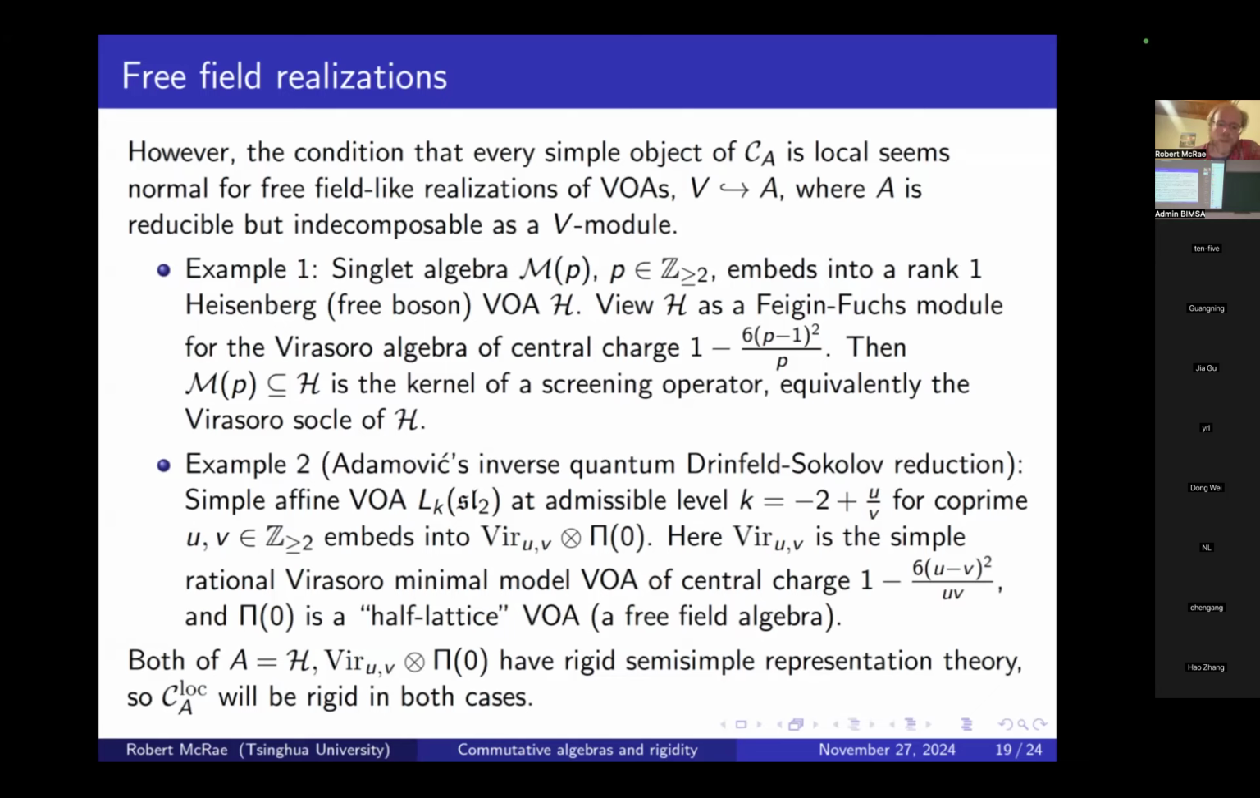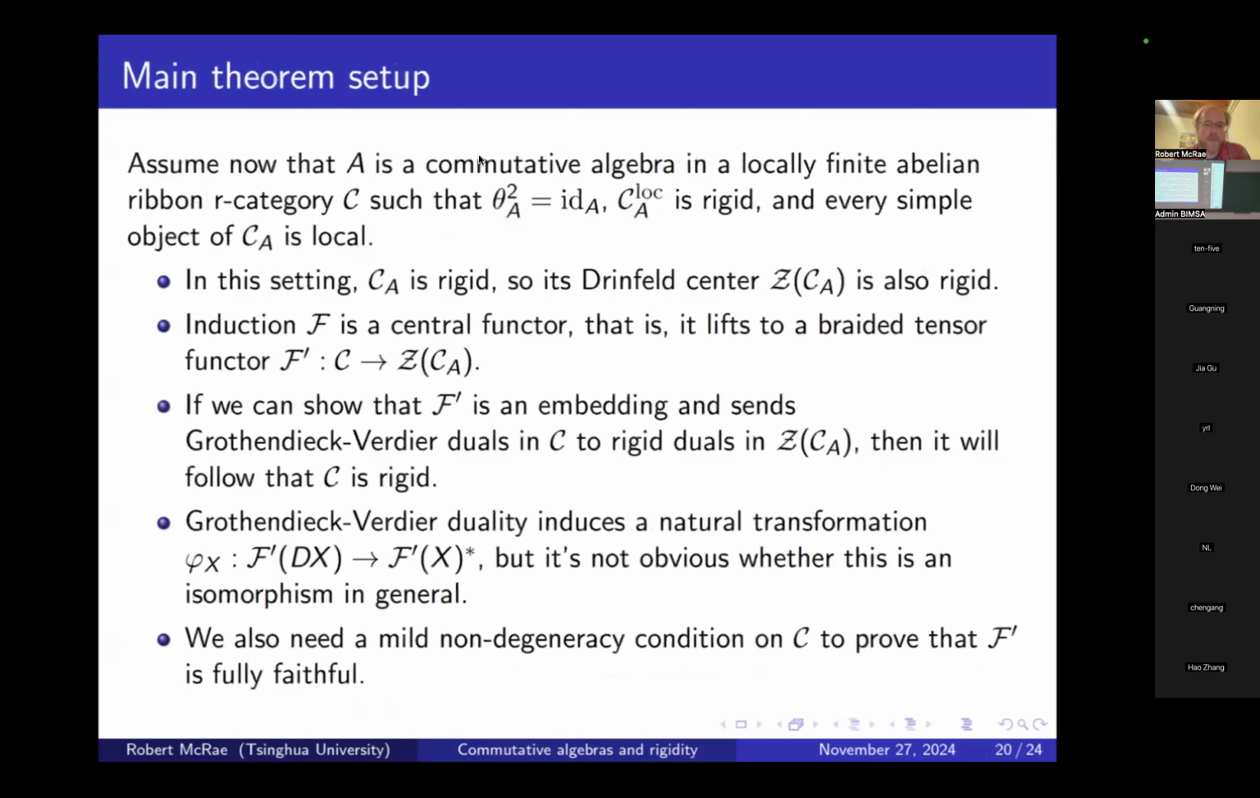So these are examples of the situation I want to consider, because this Heisenberg free boson algebra H has nice rigid semi-simple representation theory, has a pointed category of representations. And then the Virasoro VOA has a modular tensor category, and this pi 0 has a pointed tensor category. So you tensor them together, you still get a nice rigid semi-simple representation category. So we want to exploit this rigidity somehow to get rigidity for example, this module category of this simple affine VOA, for example.